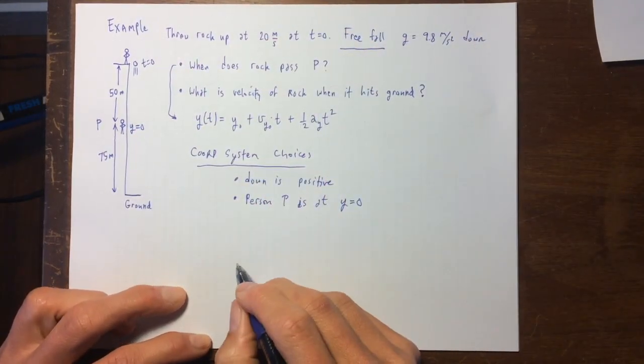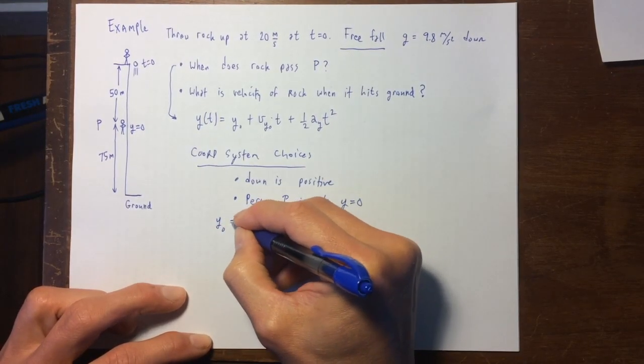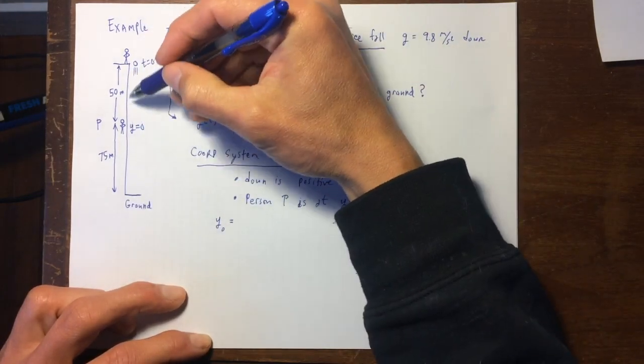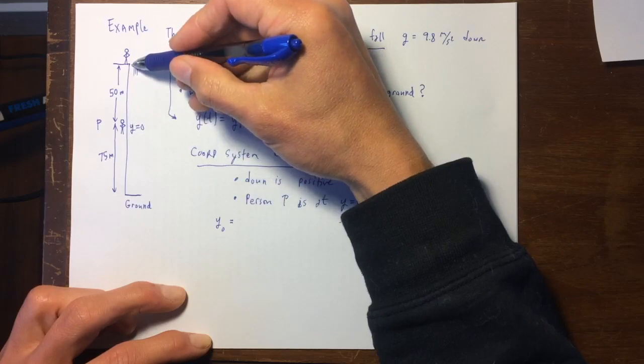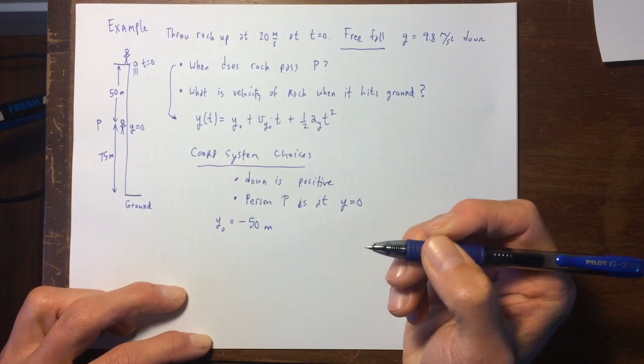So once I've chosen those coordinate system details, y sub 0 is, so down is positive, that means up is negative. So this is position negative 50 meters.